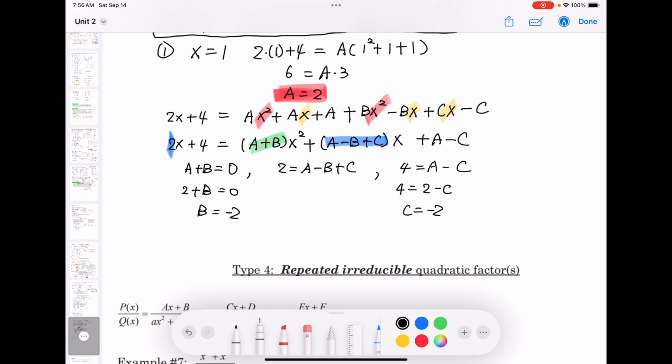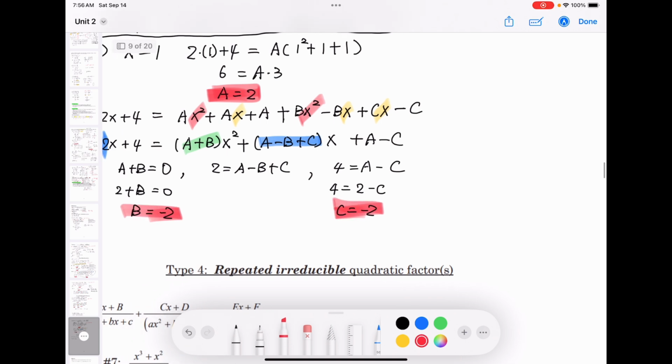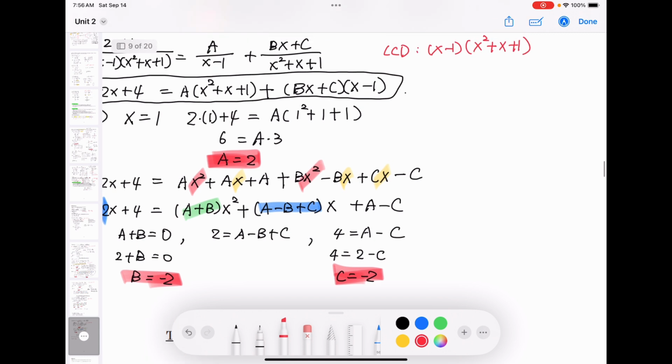Okay, we got our a, b, c's value, b and c. We can list the equation. So let's move up a little bit. So replace the a and the bx plus c with the a, b, c's value. Okay, so the decomposed expression is, I can write it here.